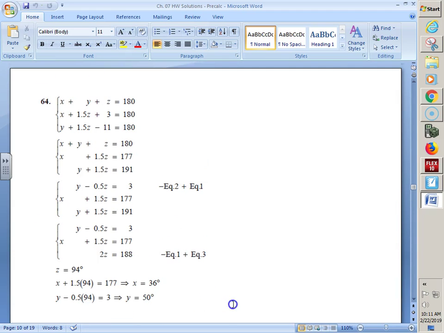Number 64, after solving, should have landed you on z equals 94, in context 94 degrees. Back substituting got you x equals 36 and y equals 50.